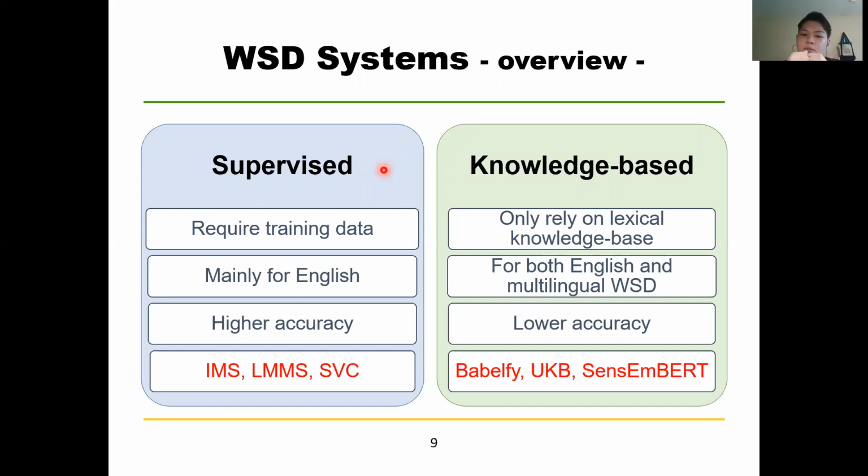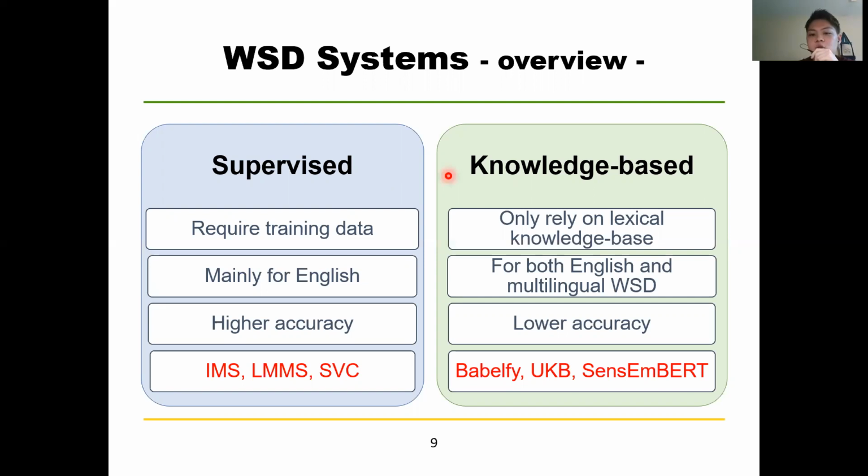And the supervised systems require training data, which is usually sense-annotated corpora. However, such corpora are very hard and expensive to obtain, and they mainly exist for English. So supervised approaches are usually applied for English WSD. And since they use training data, they acquire higher accuracy compared to knowledge-based approaches.